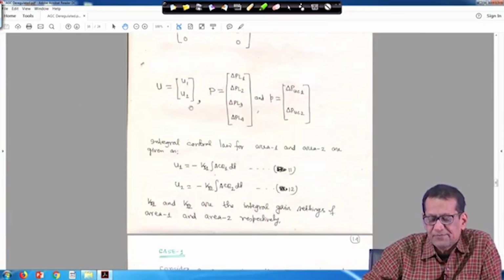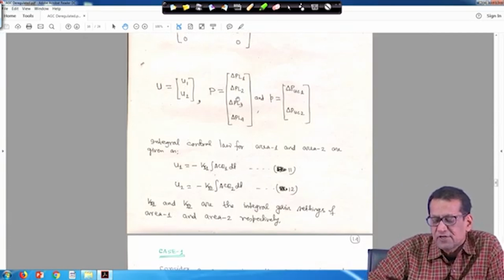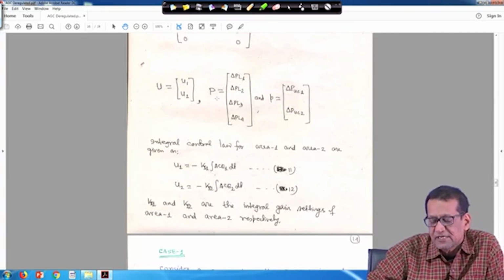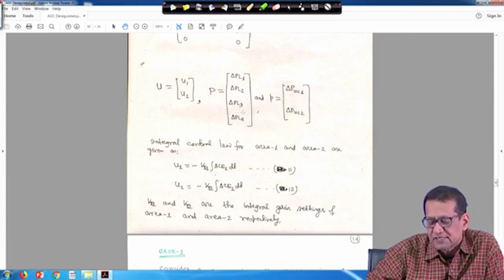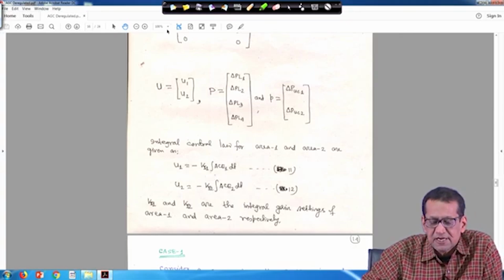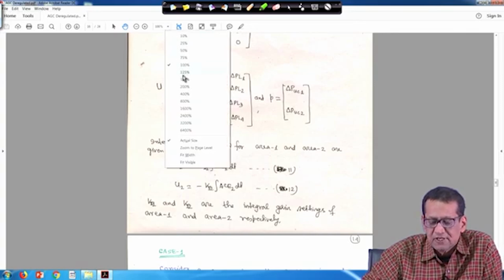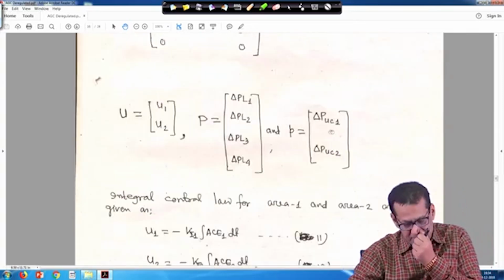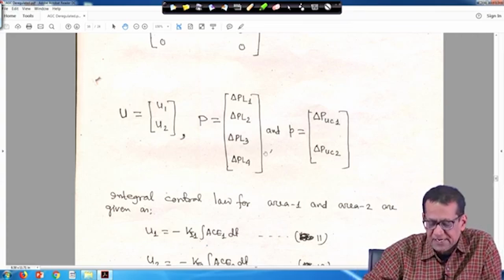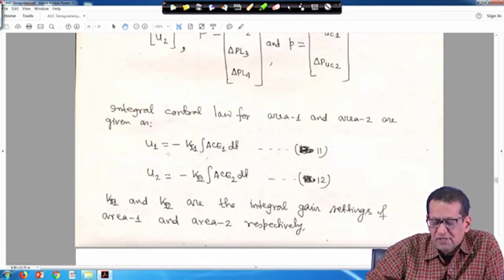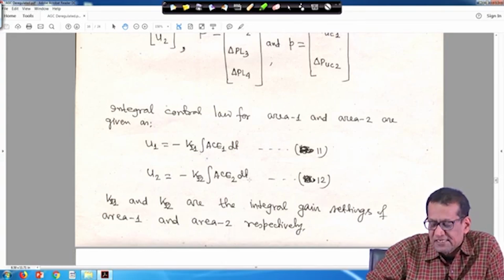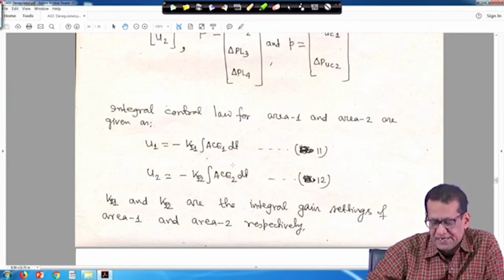All these things I have defined here: u is equal to u1, u2; capital P is equal to delta PL1, delta PL2, delta PL3, delta PL4, right; and small p is equal to delta PUC1, delta PUC2, right. And the integral control law, I told you: u1 will be minus ki1 integral of ACE1 dt and u2 will be minus ki2 integral of ACE2 dt. ki1 and ki2 are the integral gain settings of area 1 and area 2 respectively, right.